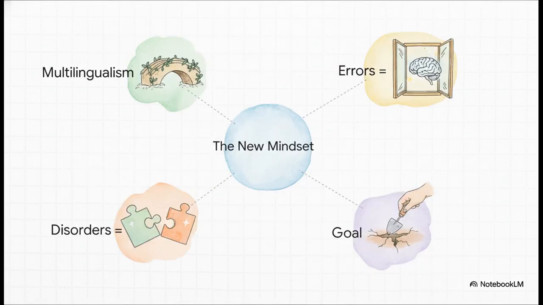That's it. So let's pull all of this together. The new mindset, the really effective way to think about teaching, is all about shifting your perspective. Multilingualism isn't interference, it's a resource. Student errors aren't failures, they are windows into the brain. Learning disorders aren't dead ends, they are identifiable challenges we can work with. And our goal isn't just repeating information, it's about strategically filling the gaps.